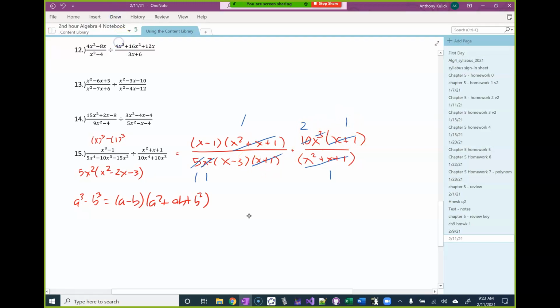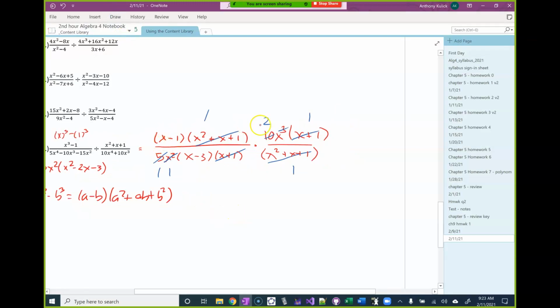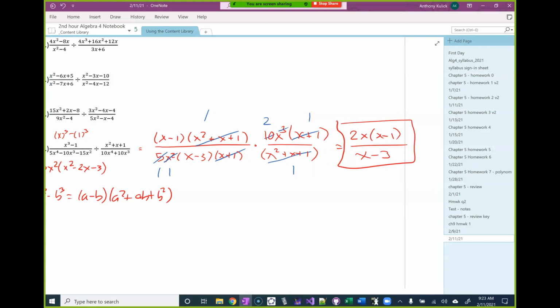So my new result in the numerator is I have an x minus 1, a 2, and an x. So I'm going to write it as 2x, x minus 1. And in the denominator, I have just the x minus 3 left. Is that okay with you guys? Yeah, okay. What else do you want to look at?